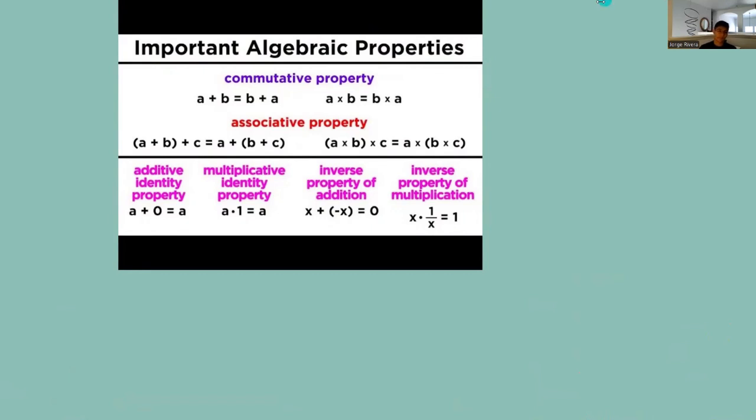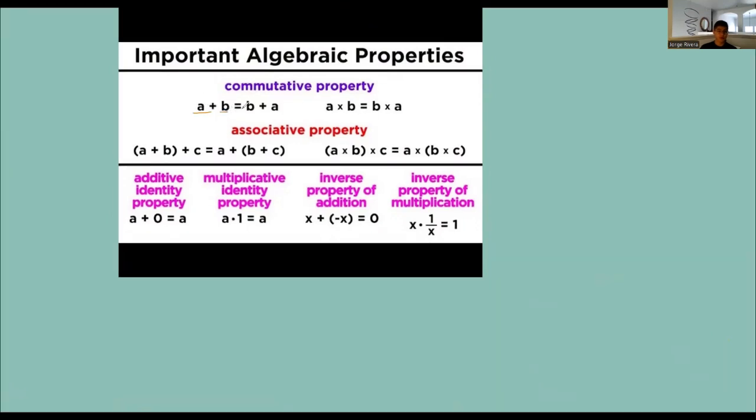The first thing that we're going to see here is that a plus b is going to be the same thing as b plus a. That's pretty obvious. So 5 plus 2 is going to be the same thing as 2 plus 5. And the same thing happens with multiplication: a times b is equal to b times a. Whichever order you put these in, it's going to give you the same answer.